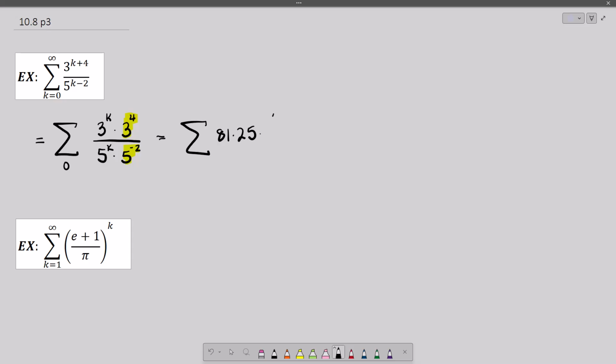And then here we can mush those together, and we get a 3/5 if we combine them. And then this will still start at 0. So we have that. And whatever 81 times 25 is, like 2025? Somebody type that in. Actually, yeah. 2025? Yeah. Okay, good. 2025.